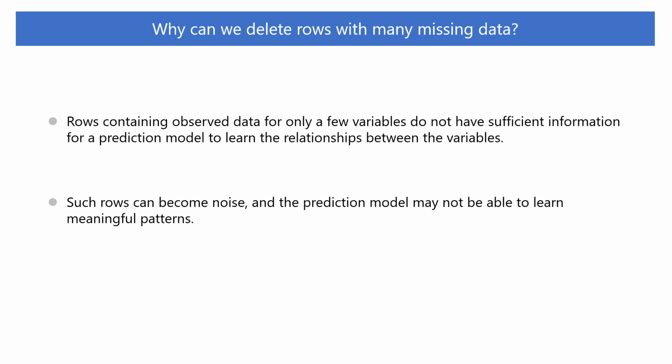So, why is it okay to delete rows with many missing values? Rows containing observed data for only a few variables do not have sufficient information for a prediction model to learn the relationship between the variables. Such rows can become noise, and the prediction model may not be able to learn meaningful patterns.